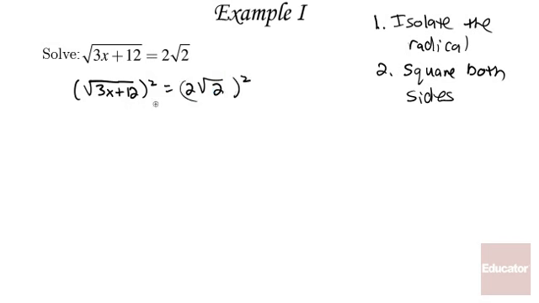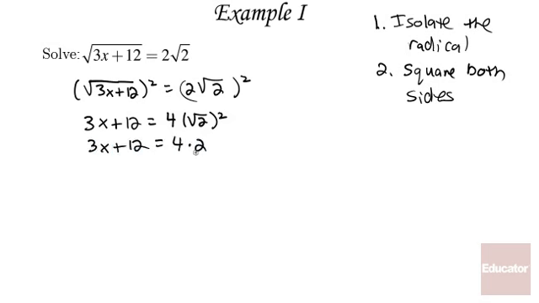And I need to do the same thing to both sides. I have a radical squared. That's going to give me the radicand. 3x plus 12 equals 2 times 2 is 4 times the square root of 2 squared. So this is going to give me 3x plus 12 equals 4 times 2, or 3x plus 12 equals 8.